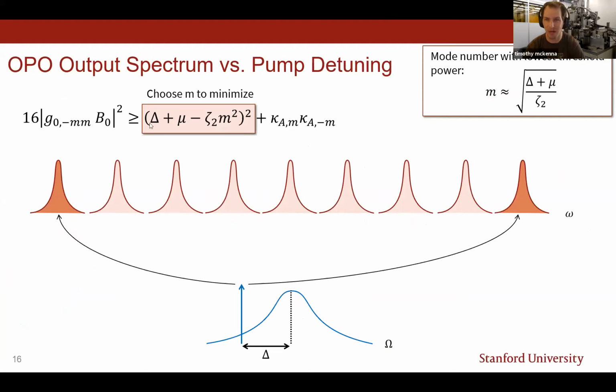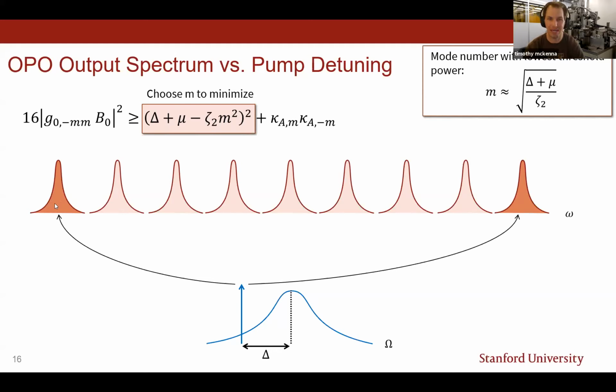So here we see that when delta is large, when our laser detuning is large, you need a larger M number to compensate for it, to minimize this term. If you choose M to minimize this term, it's the mode number M that will oscillate first.